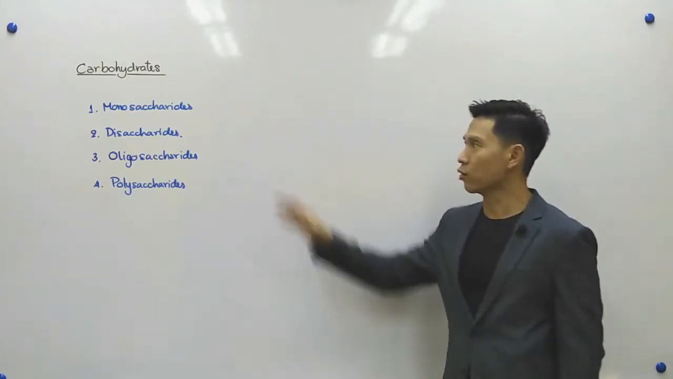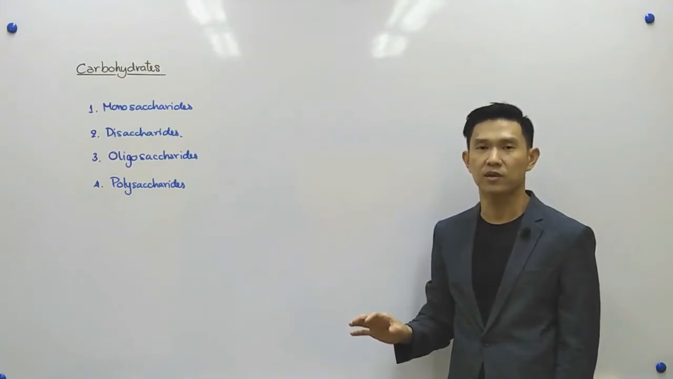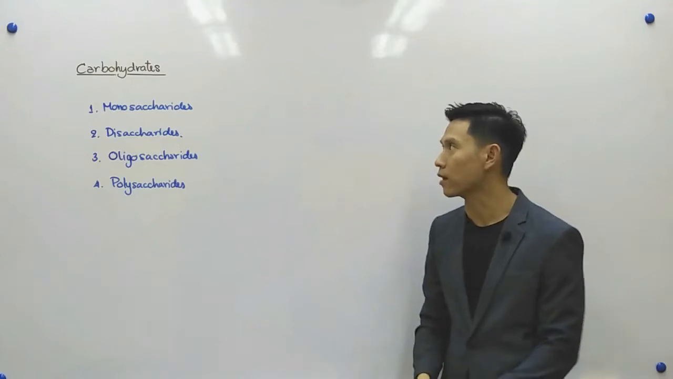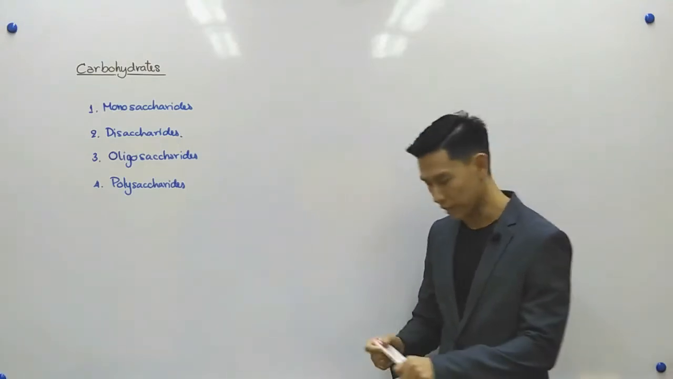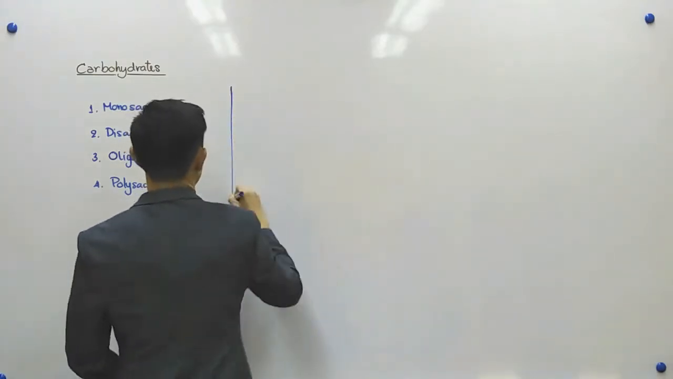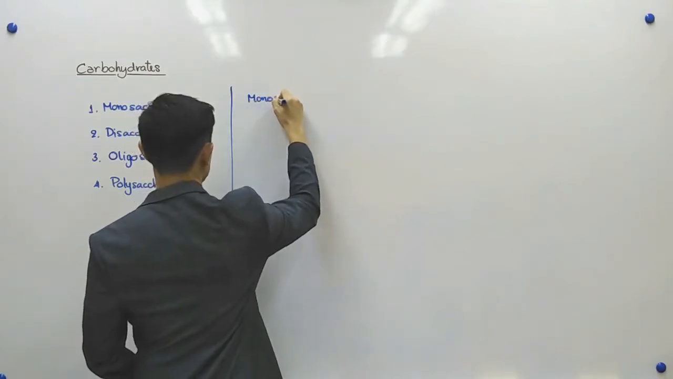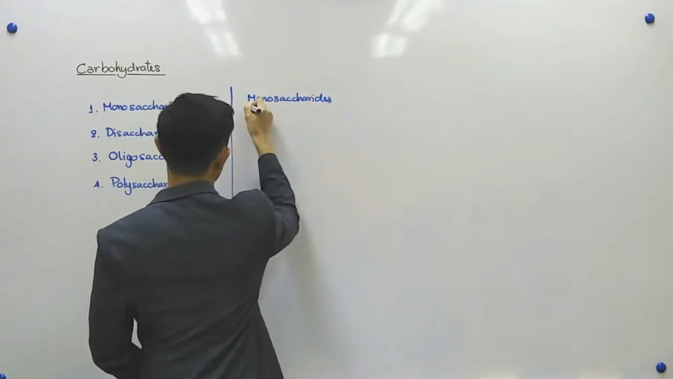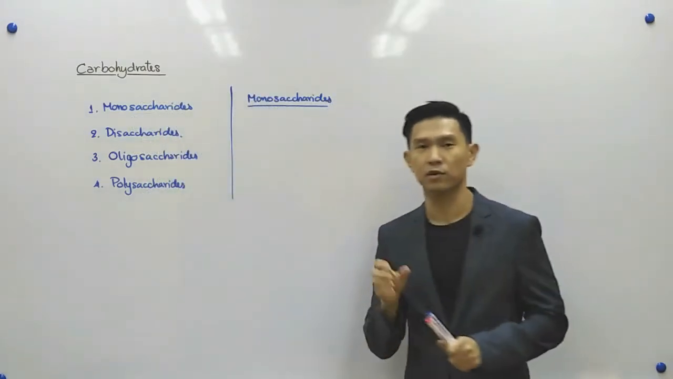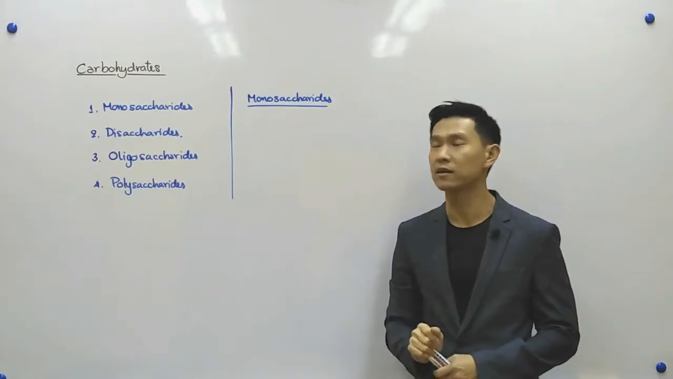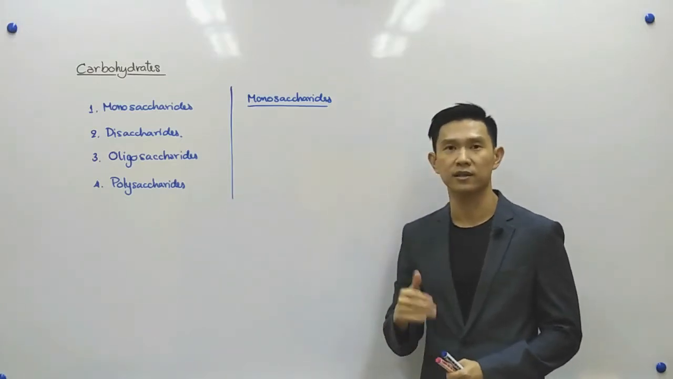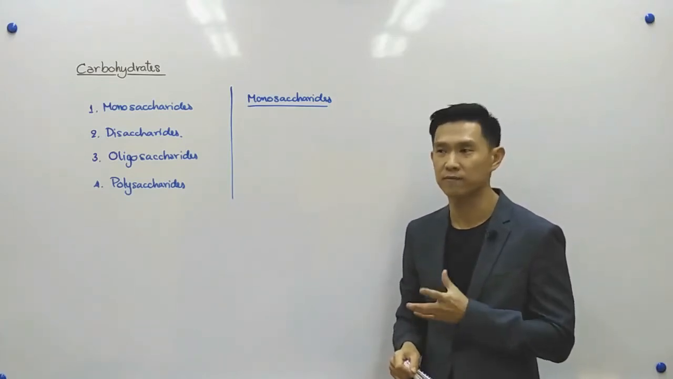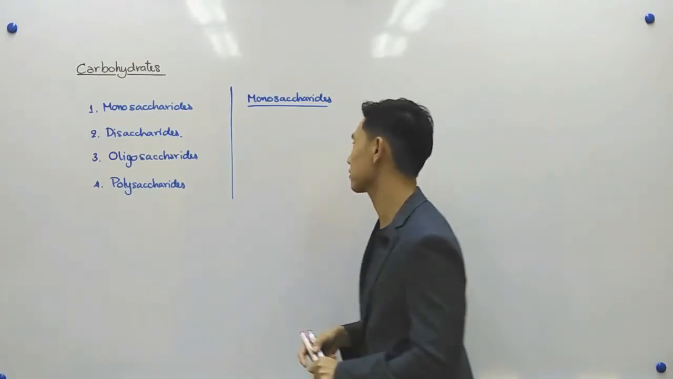So in order to understand all of this carbohydrate structure, we have to understand the subunit, the basic building block of the carbohydrate first. So let's start with the monosaccharide. Monosaccharide is the smallest building block, as I said. We can again divide the monosaccharide into several types. It depends on how we identify and how we categorize them.